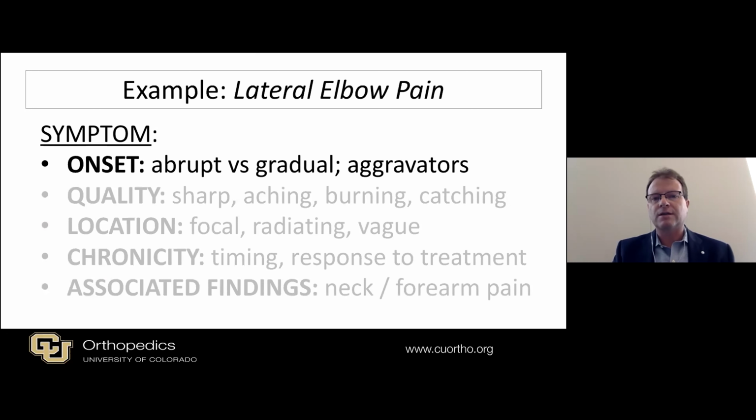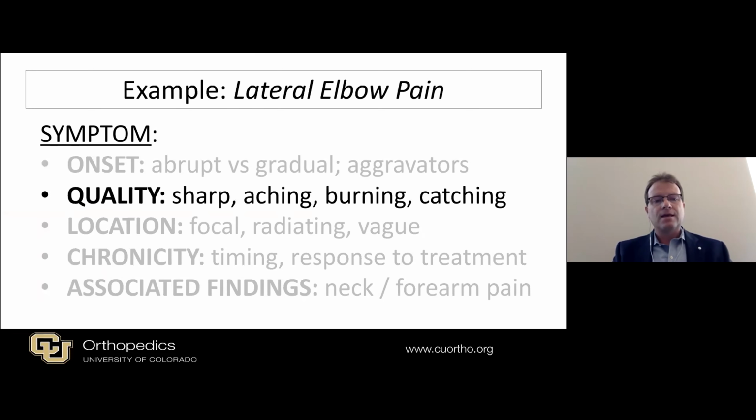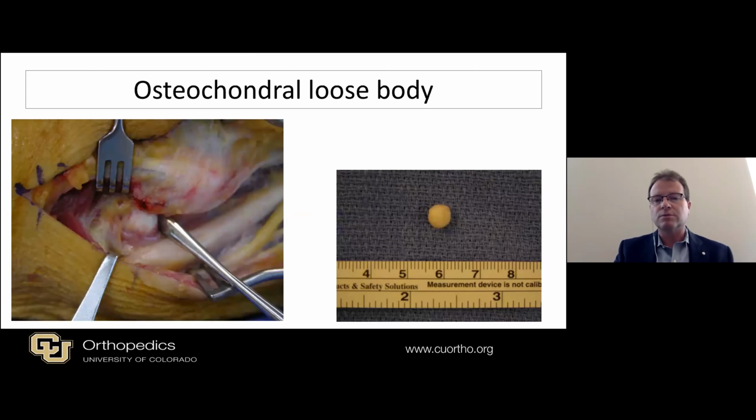So if we're talking about the lateral elbow, the onset of symptoms, are they abrupt? Are they gradual? Are there certain things that aggravate the condition? The classic: extending the elbow, palm down, lifting something from the floor is perhaps much more clinically applicable to the lateral epicondyle. If we're thinking about the quality of symptoms, getting a sense as to whether this is sharp and localized, whether this is an aching sensation or burning, which may be nerve related, or catching. For example, somebody with an osteochondral loose body, which may be causing a locking or a catching sensation in the mid-arc of motion, as opposed to somebody with terminal extension or terminal flexion stiffness.